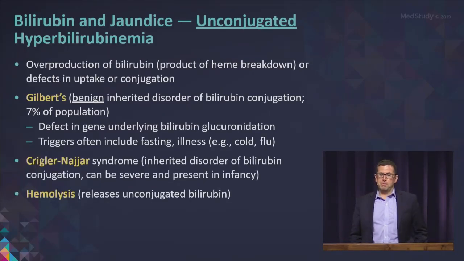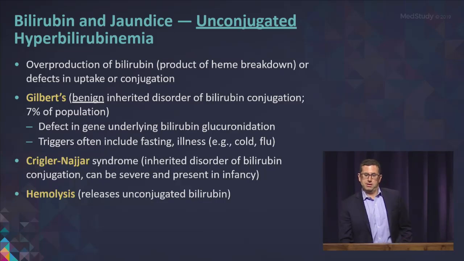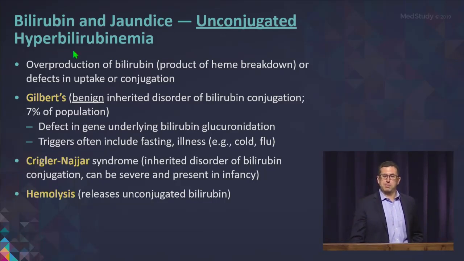When you're talking about bilirubin and jaundice, there's unconjugated hyperbilirubinemia and conjugated bilirubinemia. In this slide, we're talking about unconjugated hyperbilirubinemia. So this can be seen with overproduction of bilirubin, for example, from heme breakdown during hemolysis, or if there are defects in uptake or conjugation in the liver.